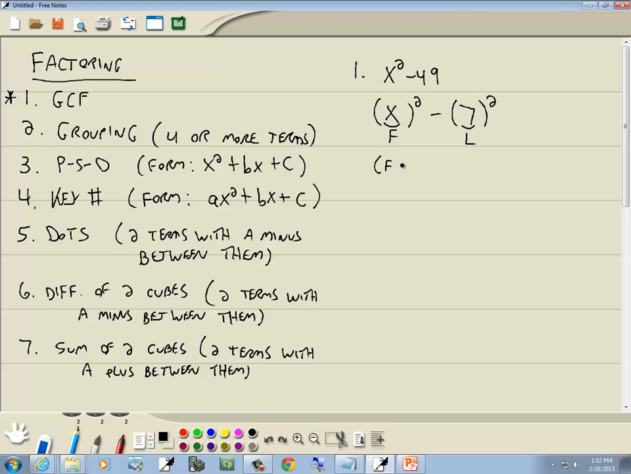And the formula says you take what's inside your first set of parentheses, you add what's in your last, and you take what's inside your first and you subtract what's in your last. So everywhere I have an F, I'll plug in x, and everywhere I have an L, I'll plug in 7. So this becomes x plus 7 times x minus 7. Now, almost nobody ever uses the formula. You just take what's inside your first set of parentheses, add what's in your last, take what's inside your first, and subtract what's in your last.